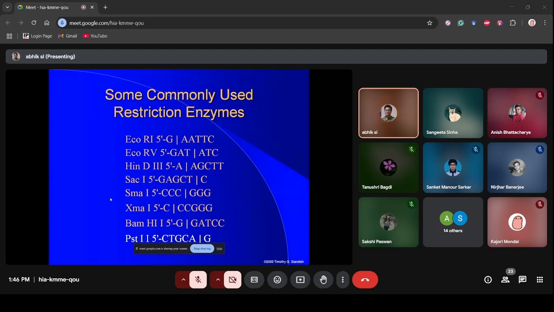Any other enzyme? SmaI. Very good. SmaI will make blunt end. So out of all these, only these two will make blunt end, EcoRV and SmaI. All others can make sticky ends, because if it cuts exactly in the middle, then only it will produce blunt end.